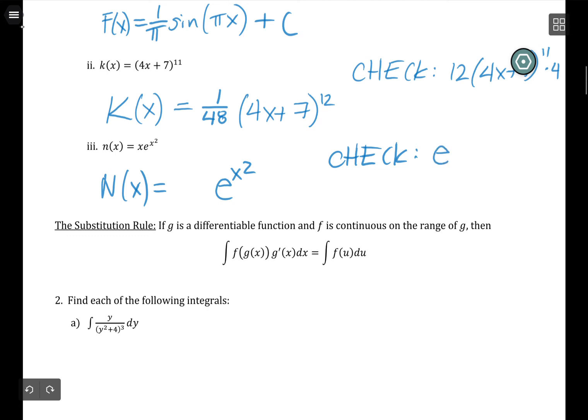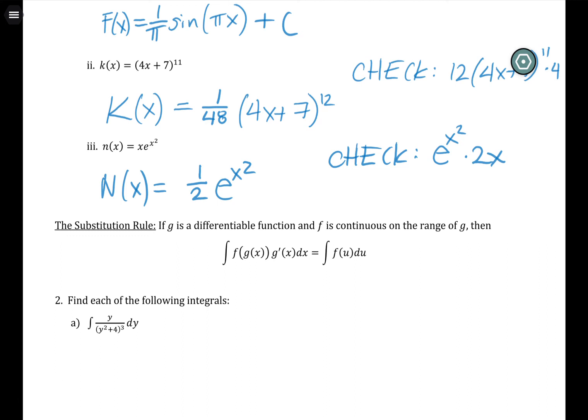the derivative of e to the x squared is e to the x squared times the derivative of x squared. So I'm actually really close. I got that x that's sitting out in front. I just have an extra 2 that I need to cancel. So this is kind of what we're going to be trying to do.